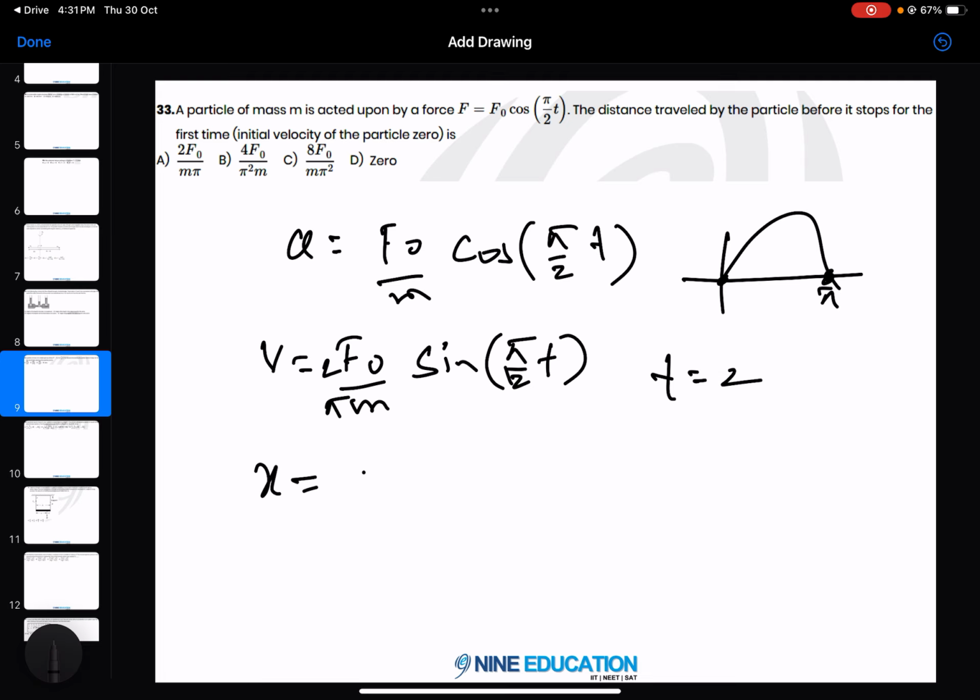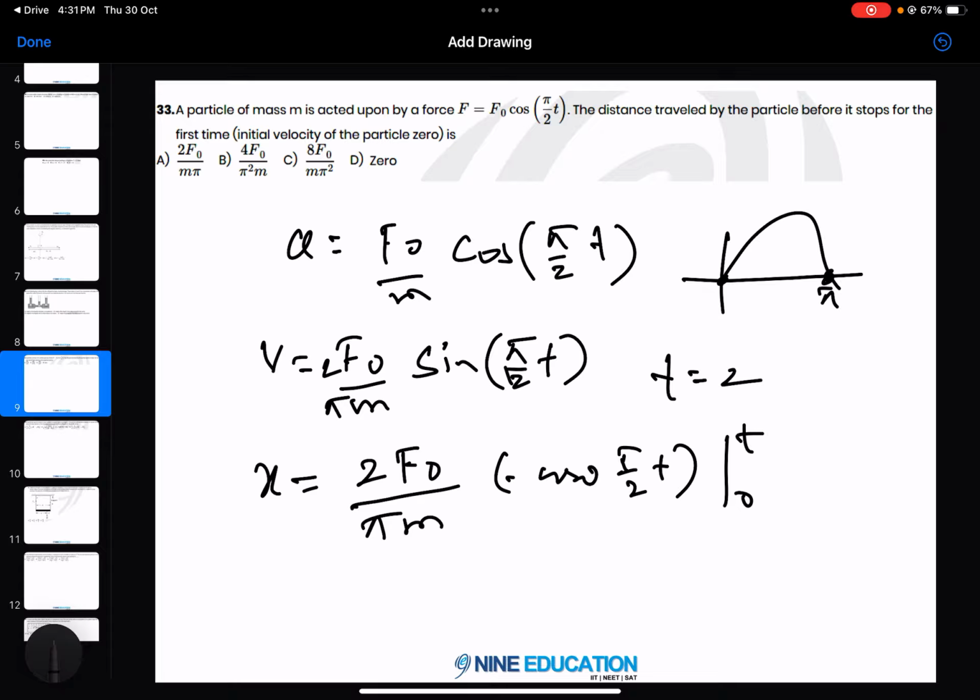Integrate again, you will get x value 2f naught by pi m into integration of sine, which will be minus cos pi by 2t. Limits will be from 0 to t. You can switch the limits with this minus sign. When you substitute 0, the value will be 1. So x function will be 2f naught by pi m into 1 minus cos pi by 2t.